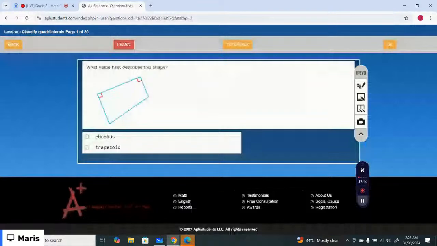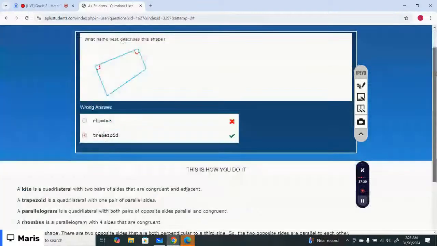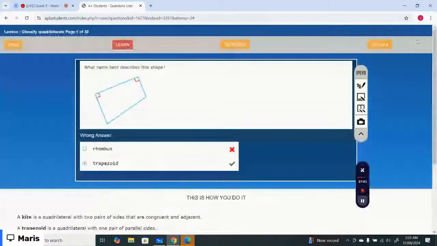Okay, what name best describes this shape? Rhombus, trapezoid. Rhombus it is, right? Option number one is the correct option. A trapezoid is a quadrilateral with one pair of parallel sides.